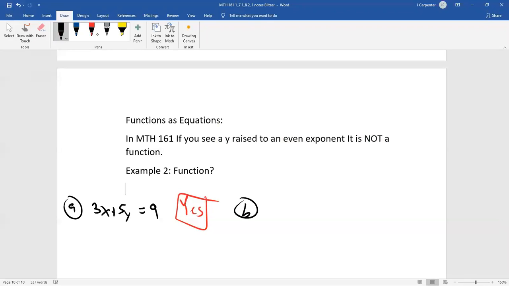B. y equals 4x squared plus 2x minus 7. That got a little sloppy. Sorry for that. x squared plus 2x minus 7. And a lot of people will say, oh, well, I see an x squared, so no. And they're wrong.